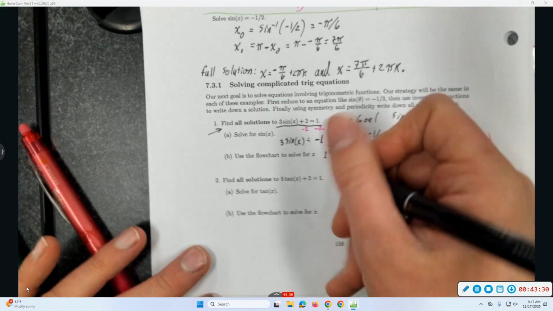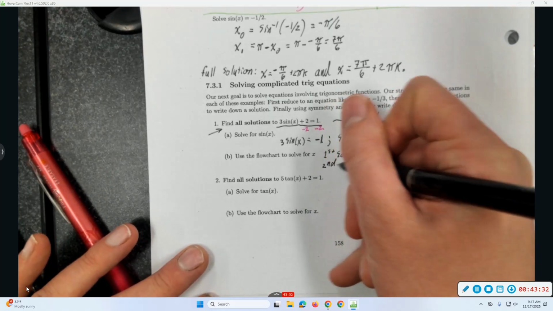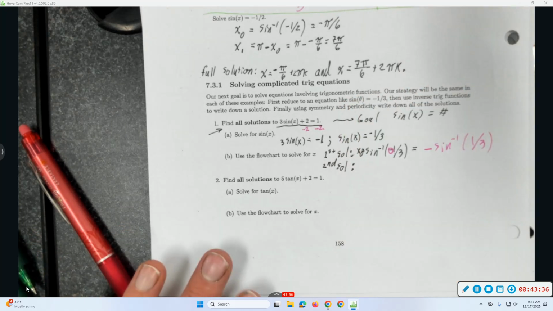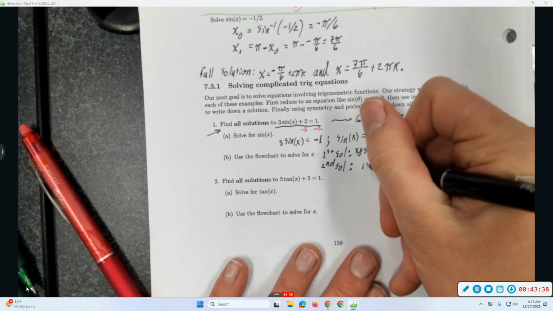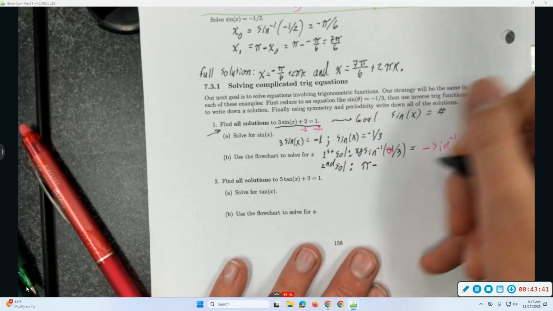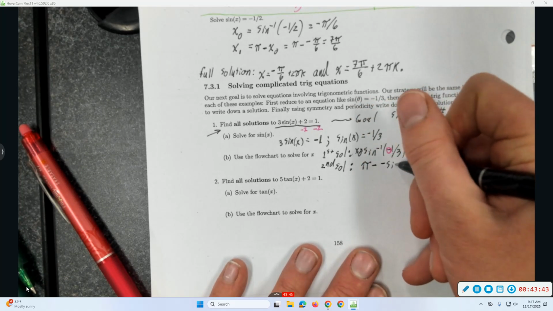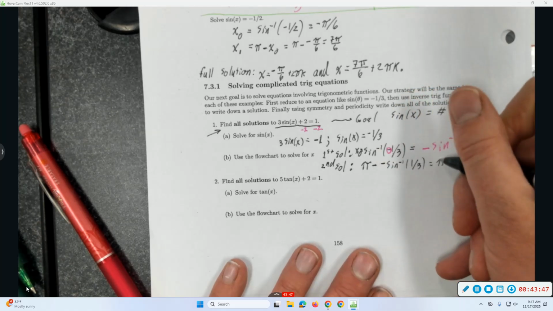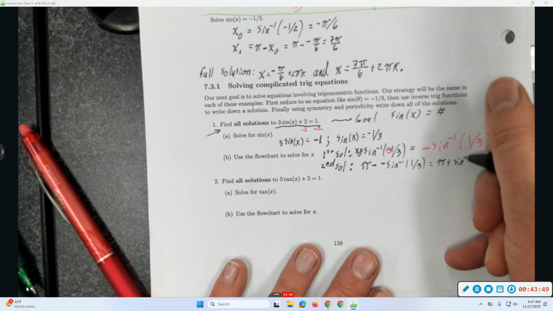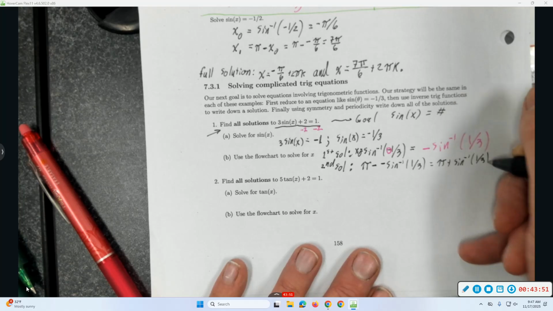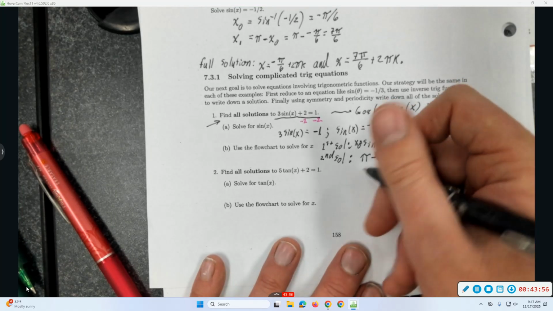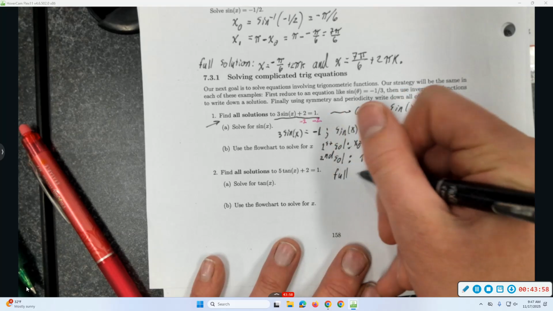How do you get the second solution if you know the first? Pi minus the first solution. So you'll do pi minus sine inverse of negative 1 over 3, which is pi plus sine inverse of 1 over 3. That looks a little simpler than it otherwise would have. And now we can write down the full solution.